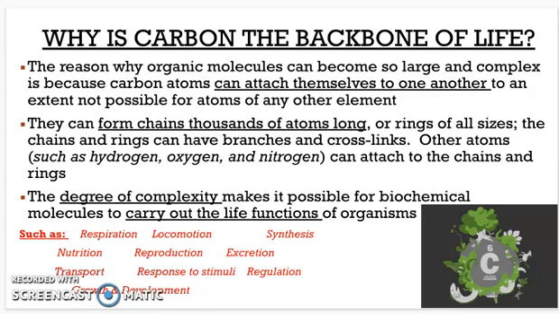The chains and rings can have branches and crosslinks, so that means where they intersect each other. Other atoms like hydrogen, oxygen, and nitrogen can attach to the chains and the rings, so they can actually attach themselves to the carbon molecule. The degree of complexity makes it possible for biochemical molecules to carry out life's functions, like respiration, breathing, nutrition, reproduction, locomotion, which is movement, synthesis, that means we're making something, transport, response to stimuli, regulation, that means changing, making sure that our body is in homeostasis, and then of course growth and development.